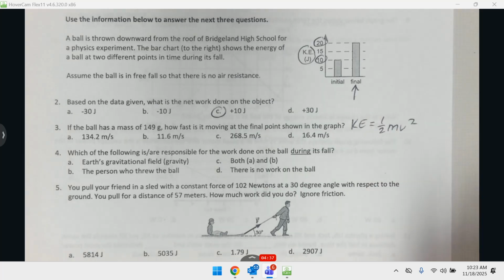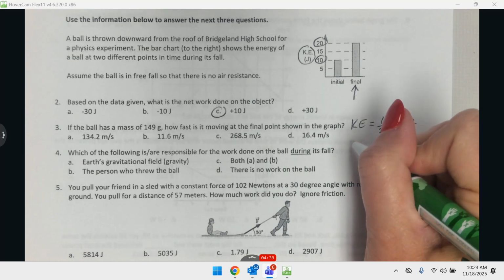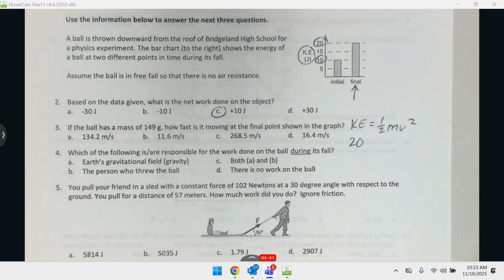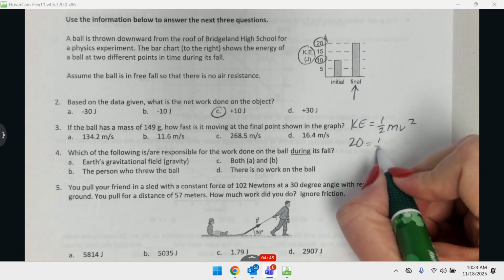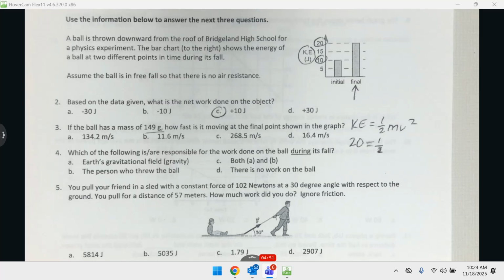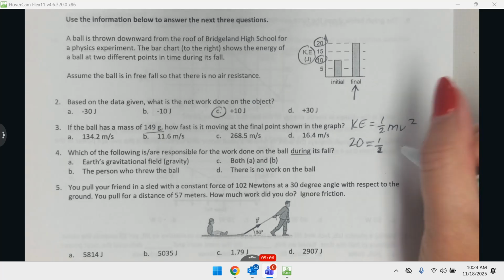And when you substitute your values in, your KE is equal to 20, because again, that's the final amount on your graph, equals 1/2, and then you need your mass, but your mass needs to be in kilograms. This is in grams. So if you missed this, that's probably why. There are 1,000 grams in a kilogram. So if you have 149 grams, that's not even 1 kilogram. It's a fraction of that. Specifically, divide by 1,000, you'll get how much it is.